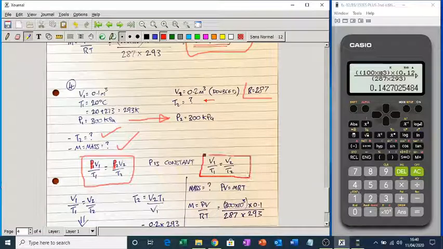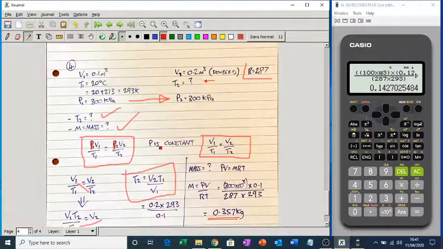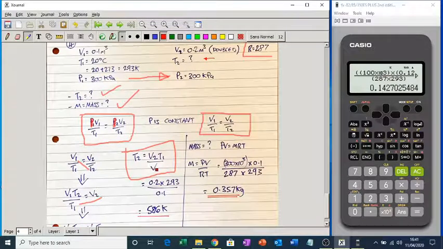V1 over T1 equals V2 over T2. Now we need to find T2, so I'm going to rearrange this formula. So first of all, I'll bring the T2 up, bring him up, there he is. And then I'm going to bring this T1 up to here, from there to there. And then to find T2, I'm going to bring V1 down to here. Thank you very much. So V2 we know is 0.2. We know T1 is here, 293, and we know V1 is 0.1.